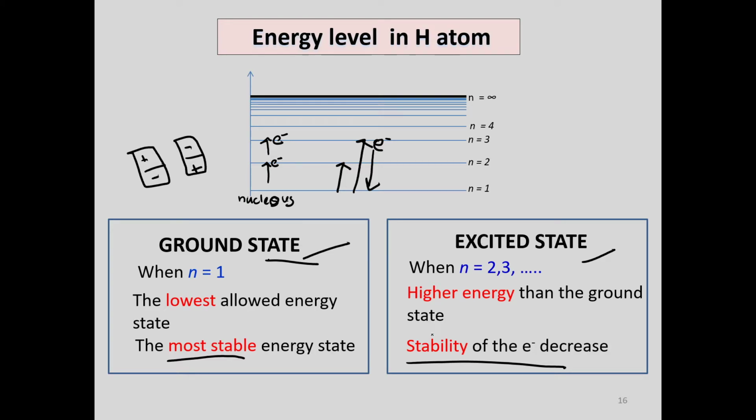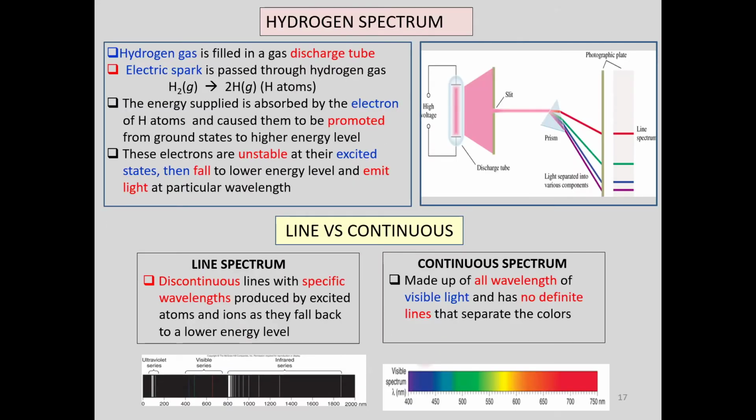Okay? So we have two: ground state and excited state. Okay, so now kita tengok hydrogen spectrum. Inilah yang Bohr tengok tadi tu. So apa yang dia buat? Dia letak hydrogen gas dalam this tube, and then dia electric spark.